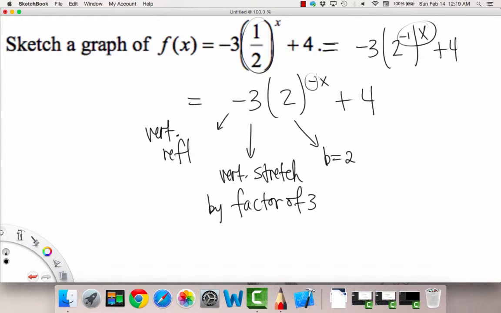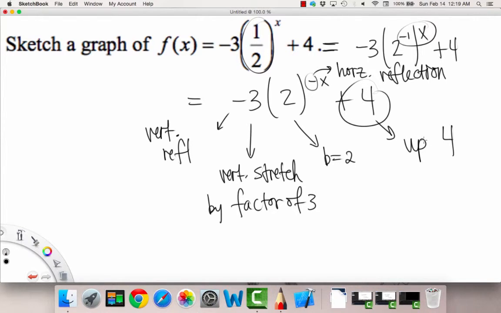This negative sign on the x up here means we have a horizontal reflection going on, and this will be across the y-axis. And finally, this plus 4 just means we're going to shift everything up 4. So, a lot of stuff going on. We'll just break it down piece by piece.